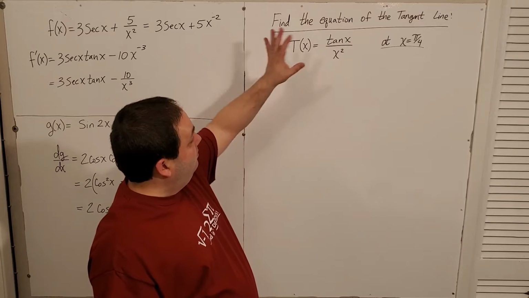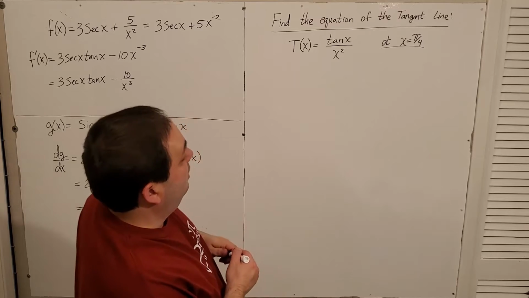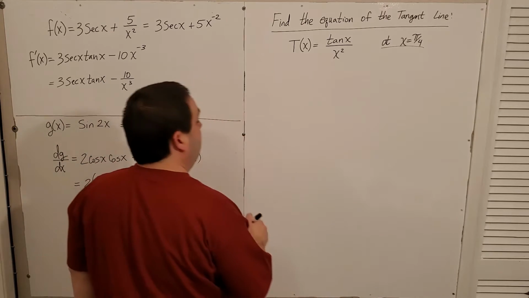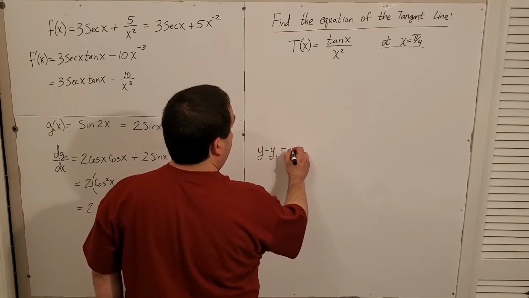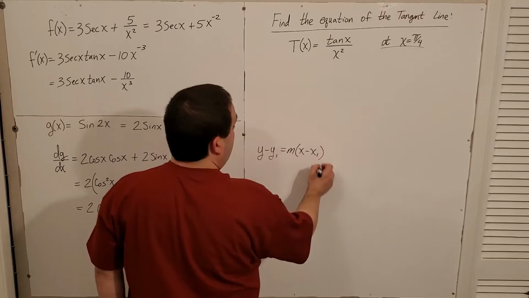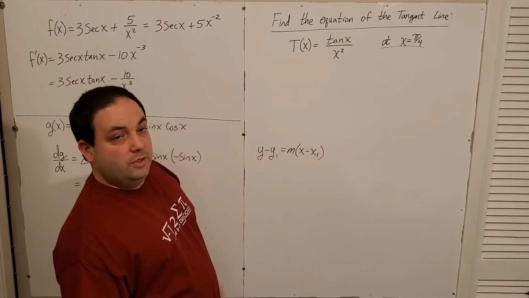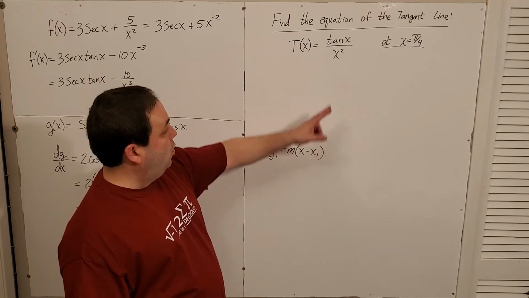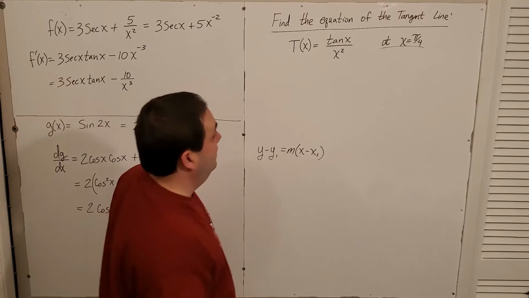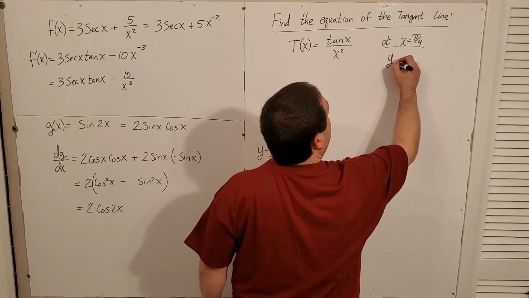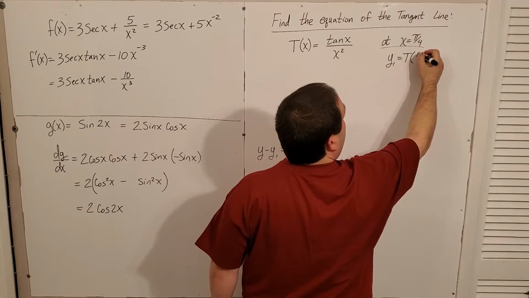So they gave us our point and our function, and they want us to create a line tangent to the function, okay? So remember, what I'm going to eventually be doing is using point slope to create my line. m, of course, the slope is going to come from the derivative, and then x1 was already given to us, but I also need a y value, right? So my y value is going to be t of pi over 4.